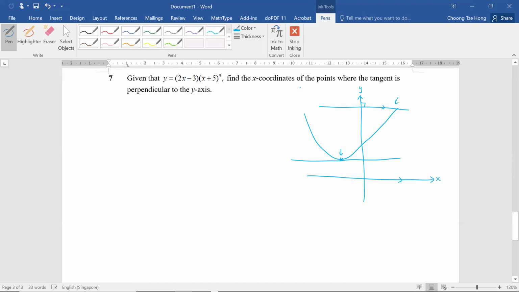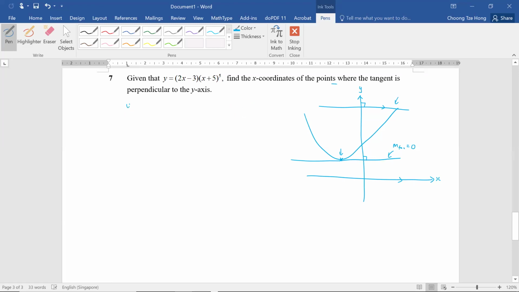Obviously, if they ask for x coordinates of the points, there's more than one point. So this graph is going to turn somewhere else, and there will be another point whereby the tangent is perpendicular to the y-axis. If a tangent is perpendicular to the y-axis, what can you say about the gradient of the tangent? The gradient of the tangent is going to be 0. So to solve this question, we need to find dy/dx, which will give us the gradient function. After that, we will equate dy/dx to 0, and then solve to find those x values, and that will give us the answer.